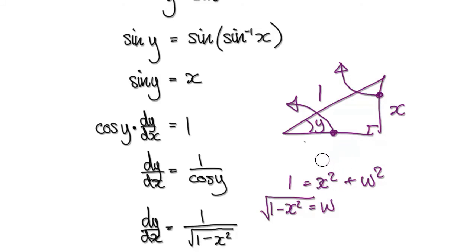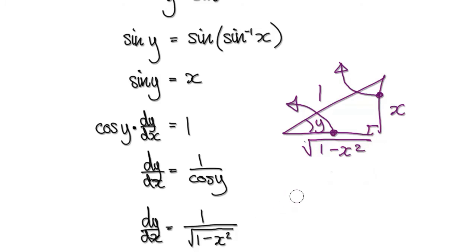So let me erase this. This length is actually square root of 1 minus x squared. So let me erase this. Hang on. So now we are here at the moment, and we need to translate cos of y. Well, cos of y is this thing here.